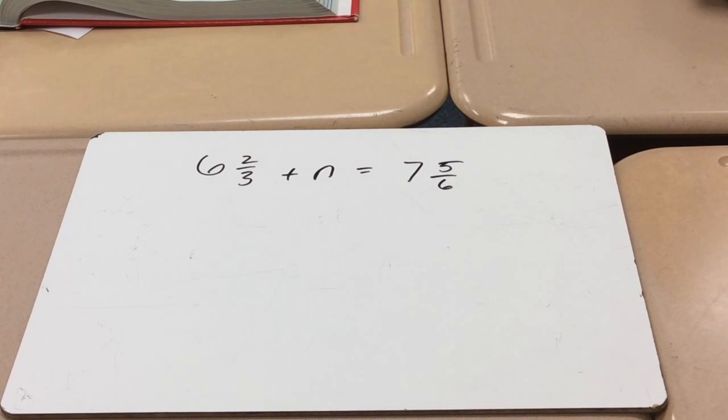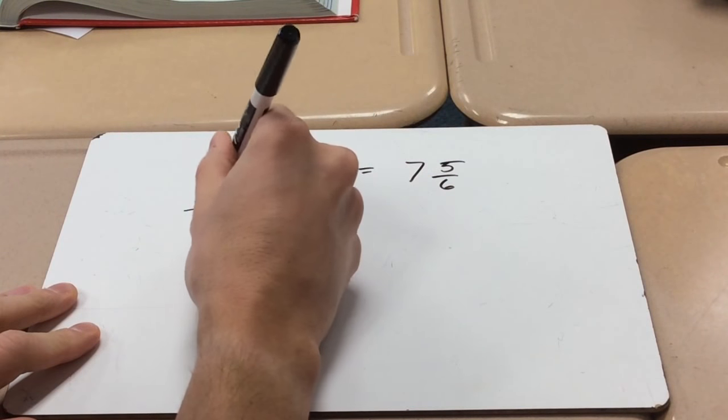Our first problem is 6 2/3 plus n equals 7 5/6. So the first thing we need to do is the inverse operation. The opposite of addition is subtraction. So we're going to subtract 6 2/3 from that side of the equation.